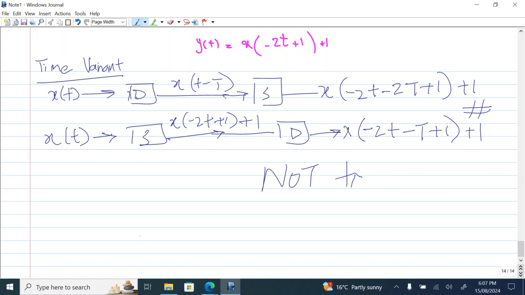Okay, so let me explain what happened here. 2 steps. Step 1, we first delay the input and then send it to the system. Then in step 2, we first send it to the system, then delay the output. It doesn't matter which order you follow. At the end, you will get to the same answer.